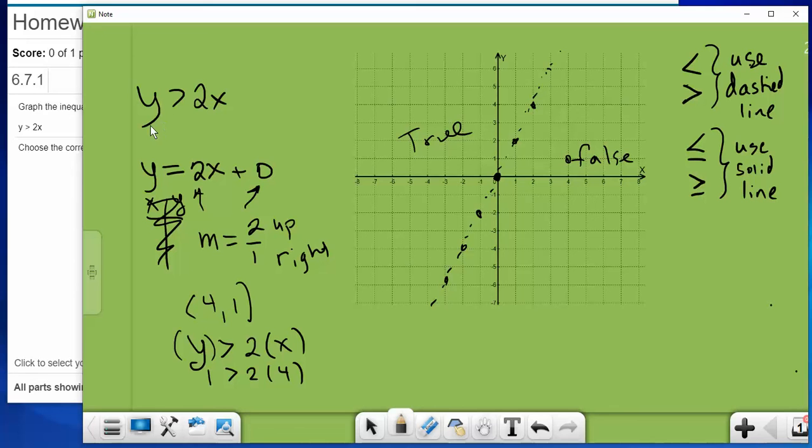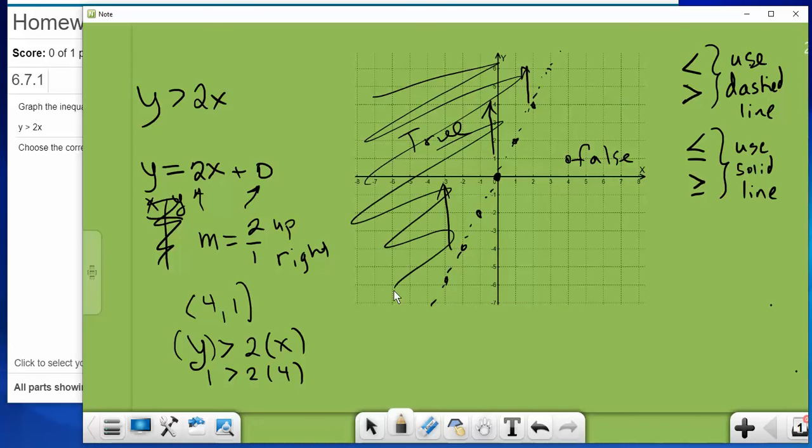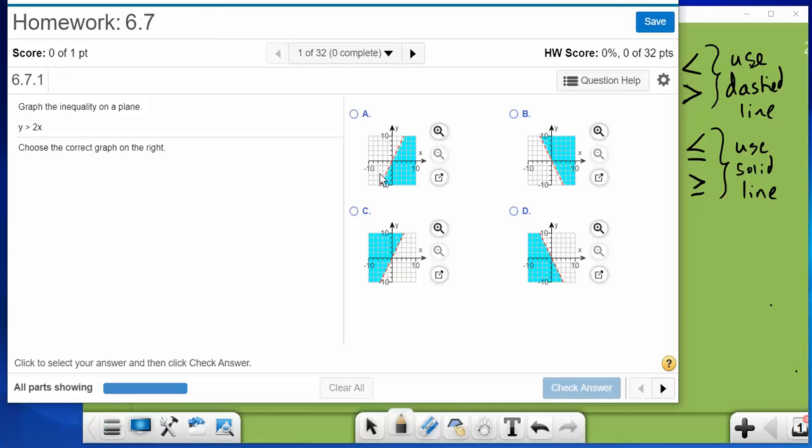Another method, if it's in slope-intercept form, greater than, just think, put your pin on the line, and going up would be our true statement. So you can see that this side would be the side that gets shaded. Alright, so we just have to pick the one that looked that way. So 0, 0, up 2 over 1, and we want to shade this side. So that's C.